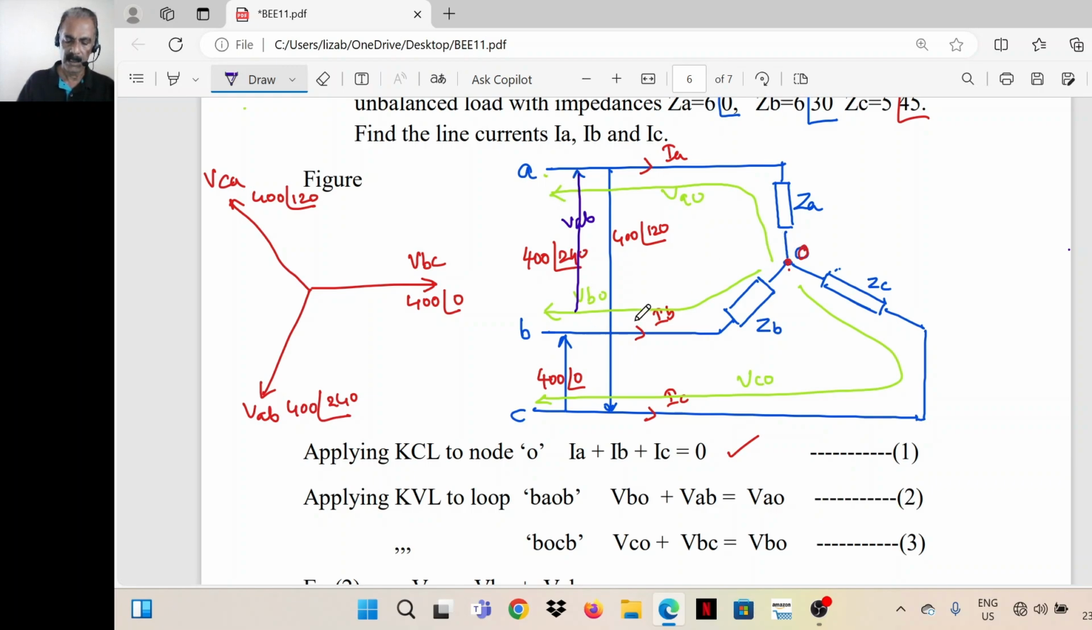Add the voltage, then these voltages will be the same. That is VAO, the voltage between A and O with A taken positive. The same voltage we can obtain by starting from O and reaching point A, tracing another path, that is VBO, this voltage, plus VAB. See the arrowhead. VBO, that is towards this, to that add VAB, will get the same value VAO. That is this equation.